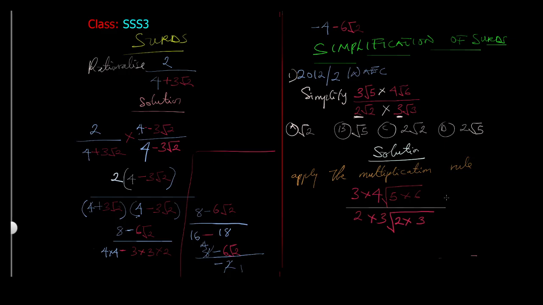We need to start solving it out now. 3 times 4 is 12. Now, 5 times 6 is 30, so we put it as square root of 30. Now, all over 2 times 3 is 6, and square root of 2 times 3 is square root of 6. Okay, so now we need to rationalize.